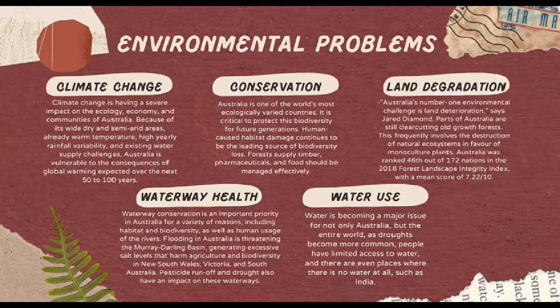Human-caused habitat damage, such as land clearance, continues to be the leading source of biodiversity loss in Australia. The Australian rainforests are extremely important to the conservation movement. Australia is the only Western country with substantial tracts of unbroken rainforests. Forests supply timber, pharmaceuticals, and foods, and they should be managed to get the most out of them. More than 100 species of wildlife are now threatened with extinction.